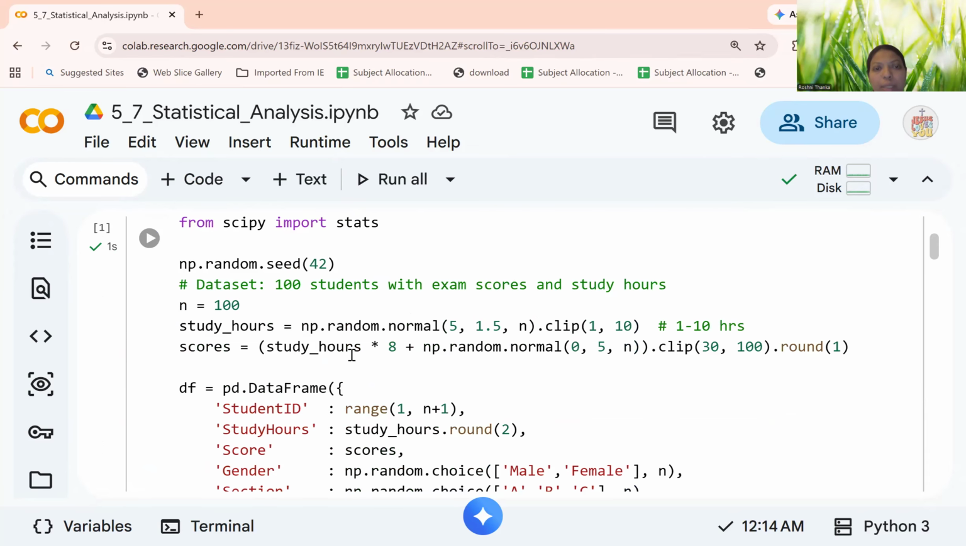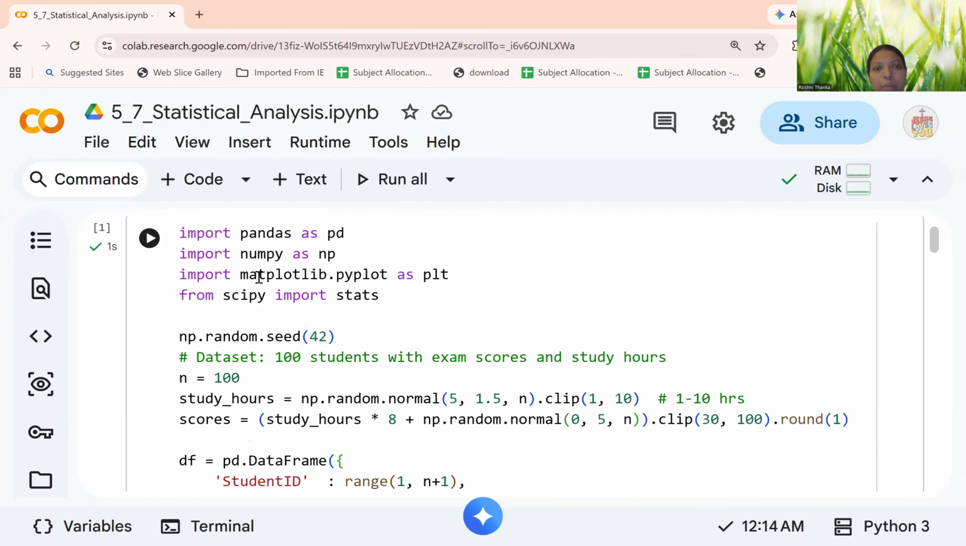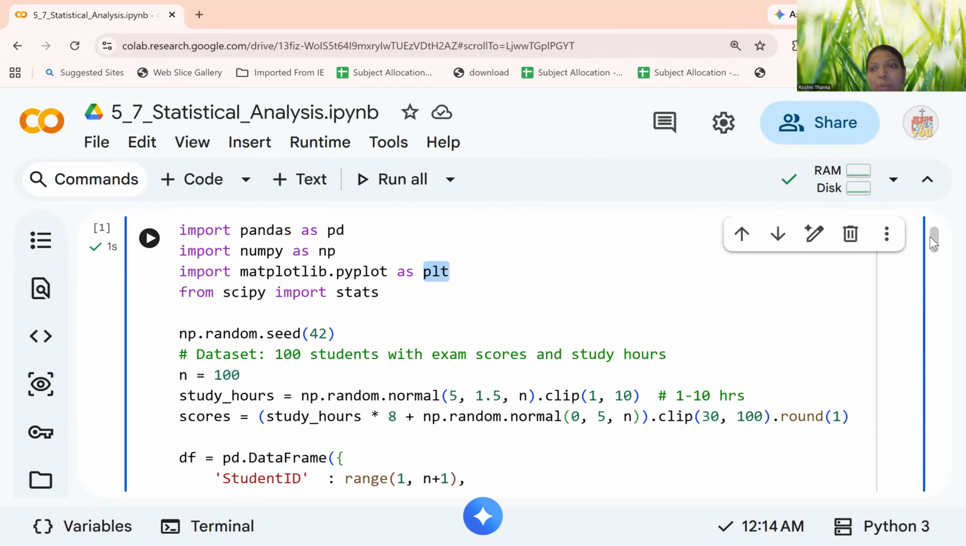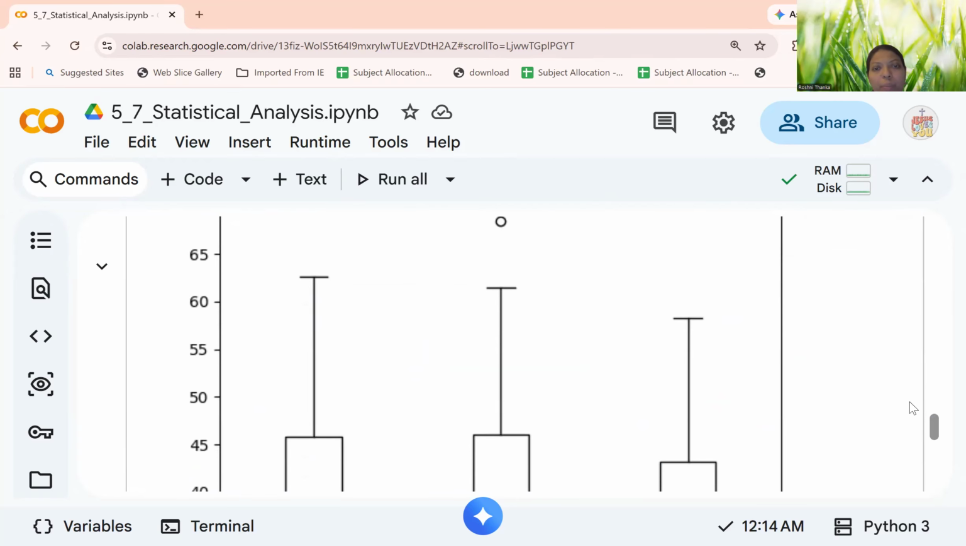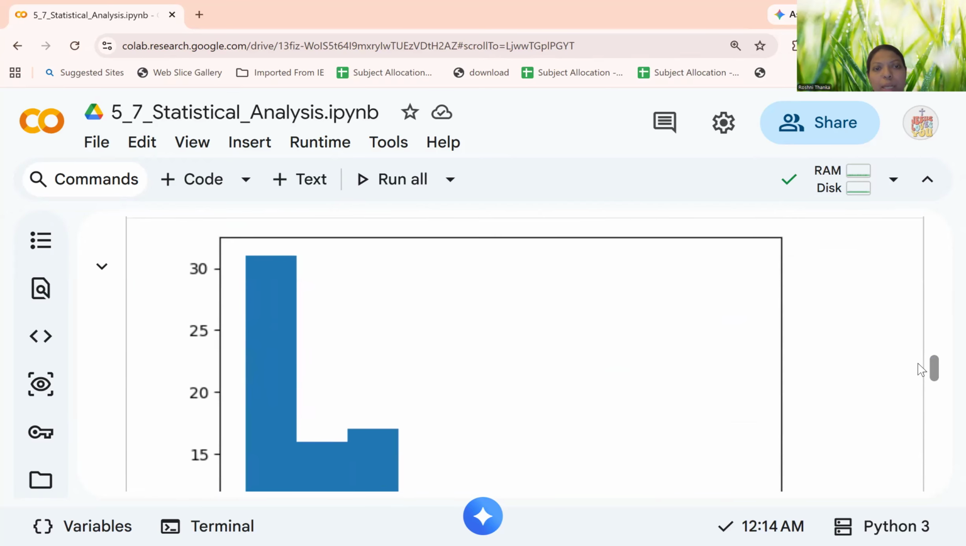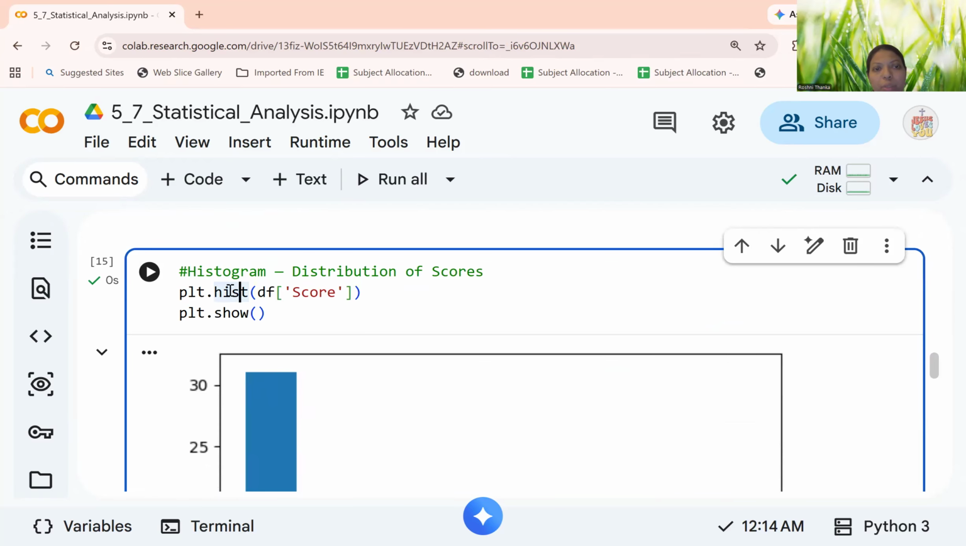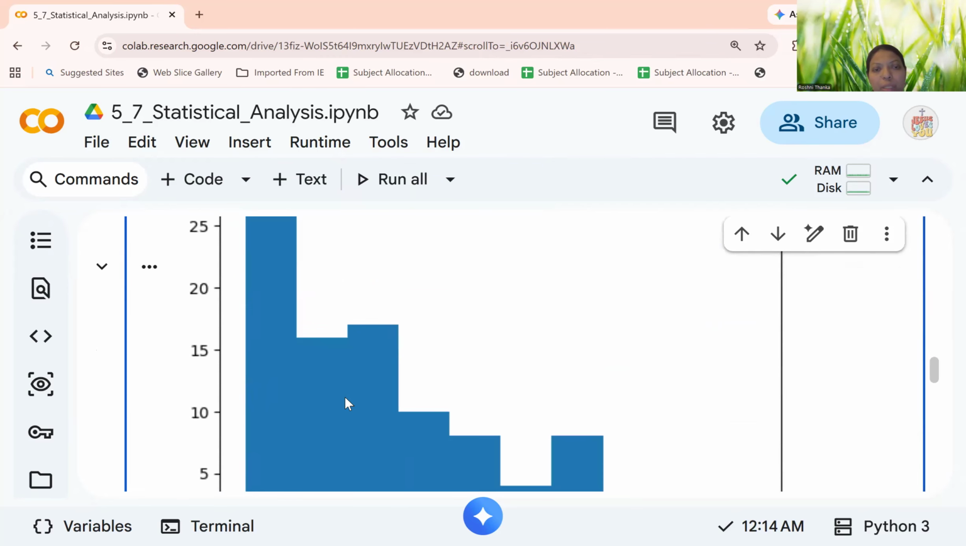So what is that plt? If you see here, from matplotlib we are importing pyplot. For that, we are giving a short name, that is plt. So plt specifies the matplotlib library. So using that library, we are going to show the histogram for the score column. So plt.show will give this.